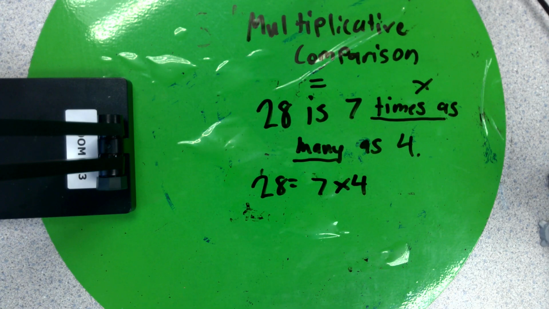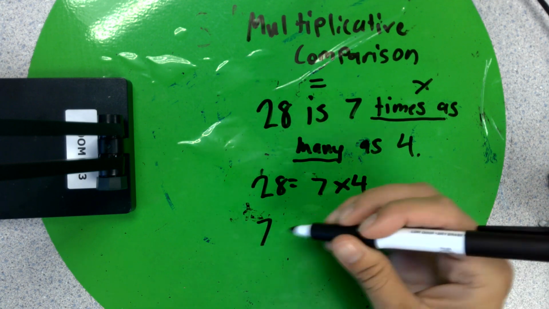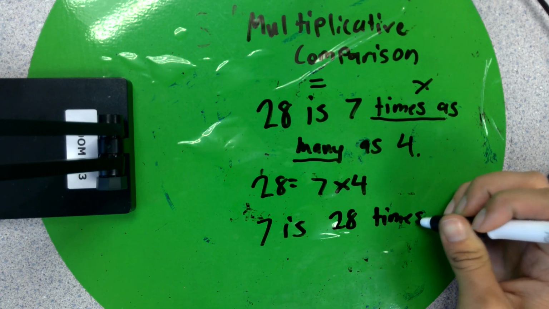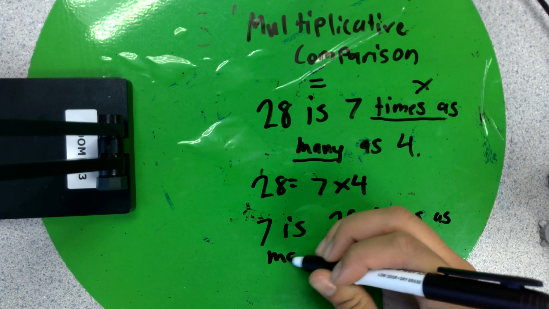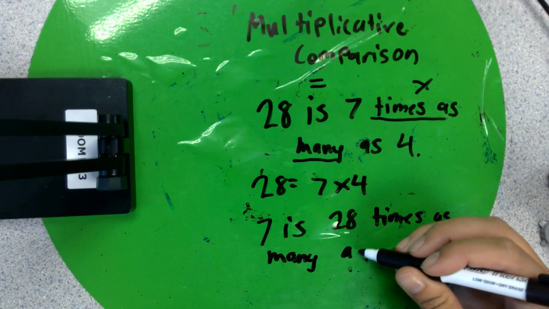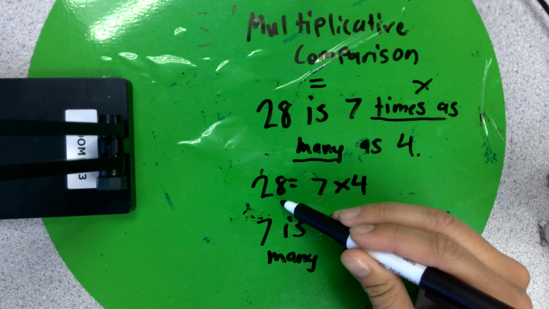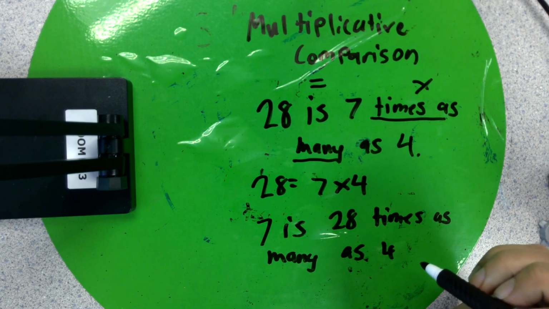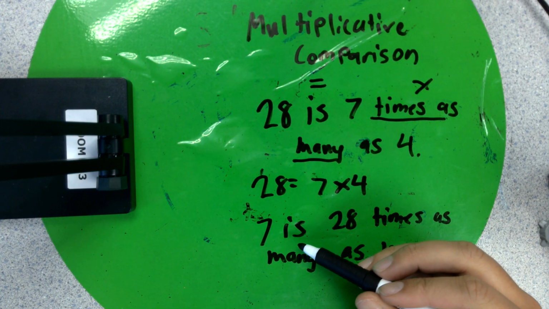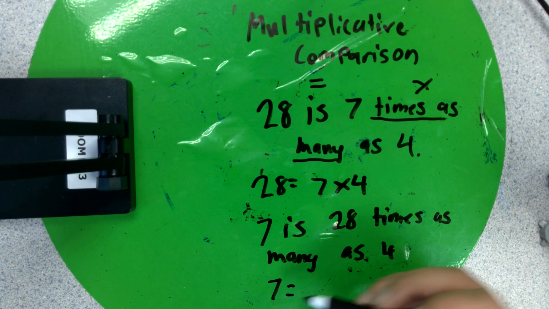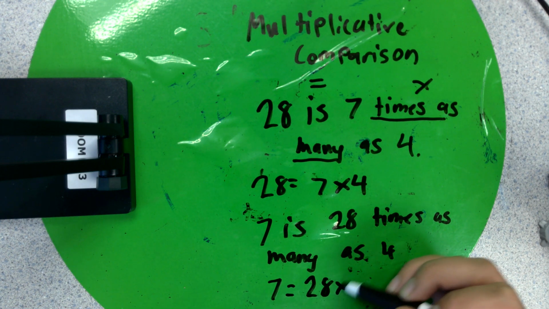Now it can get tricky, right? Can't we just, in multiplication, move the numbers around? Can't we say 7 is 28 times as many as 4? I mean, it's the same. We have the product, which is our answer, and we have our 2 factors, 7 and 4. Well, this is what we're saying. When we have that is, that means equal. So when we write it like this, we're actually saying 7 equals 28 times 4.